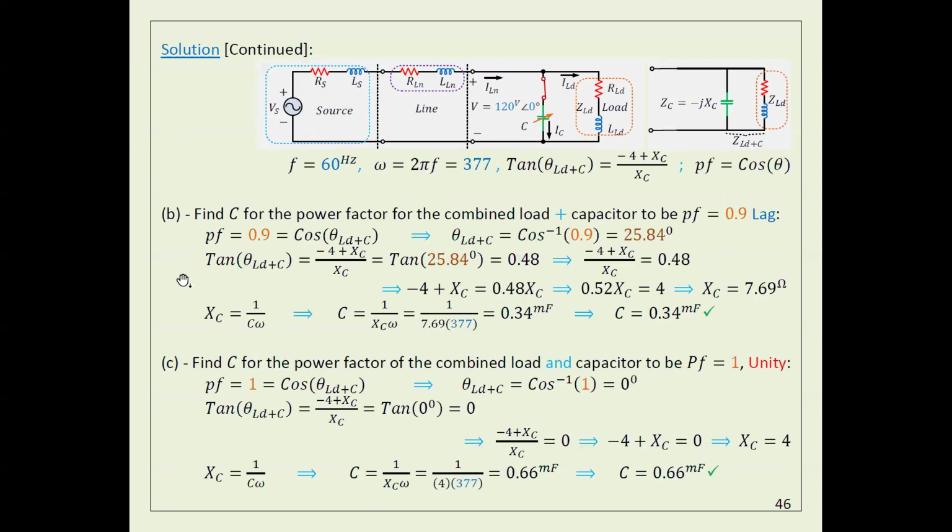So what I will do right now, the power factor is 0.9, which should be cosine of the angle. Given this, the angle should be the inverse cosine of 0.9, which is 25.84 degrees. Because it is lagging, this angle should be positive. If it is leading, it has to be negative. Cosine will give you this angle positive anyway, because cosine of a positive value is positive, and cosine of a negative value is also positive.